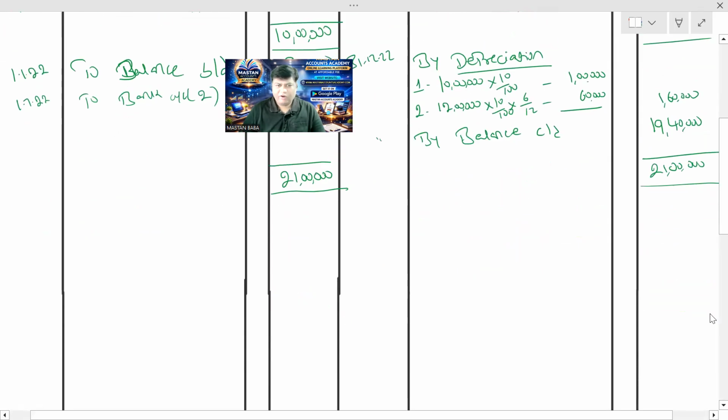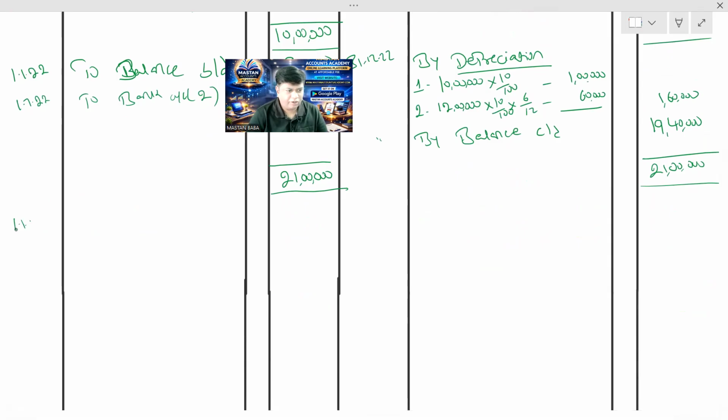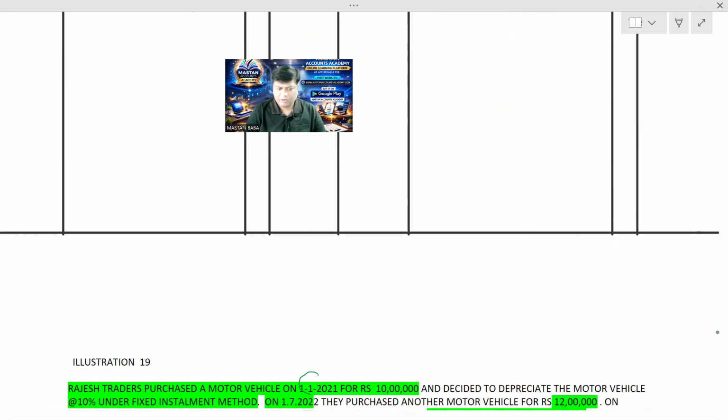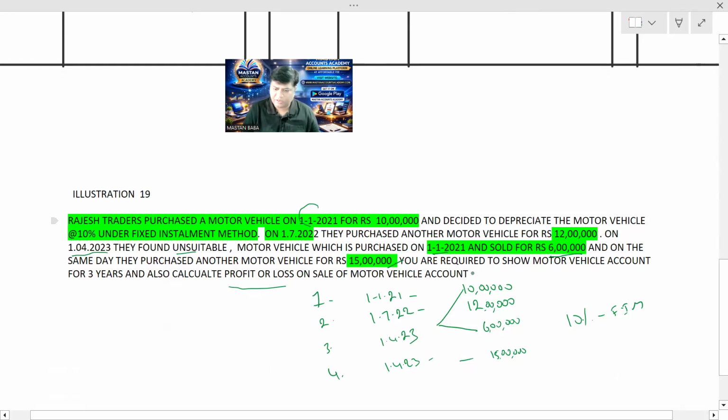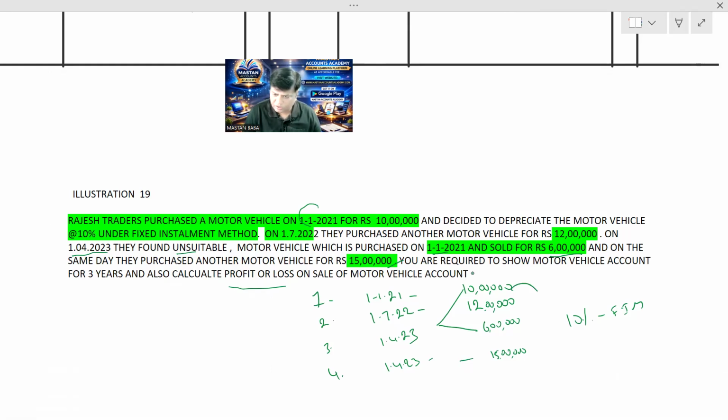Again, we'll go for 1/1/2023. Beginning of the year, 1/1/2023. To balance brought down 19,40,000. In this 2023, we can notice that one asset has been sold and another asset has been purchased. Which asset has been sold? First asset has been sold for 6 lakh and a new asset purchased for 15 lakh.